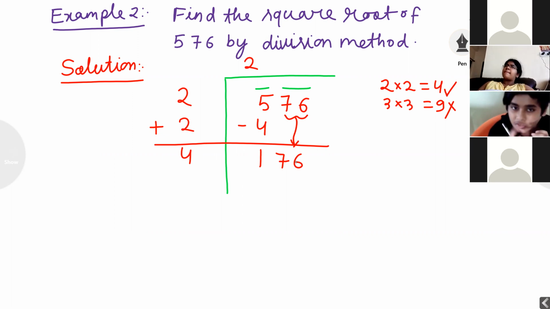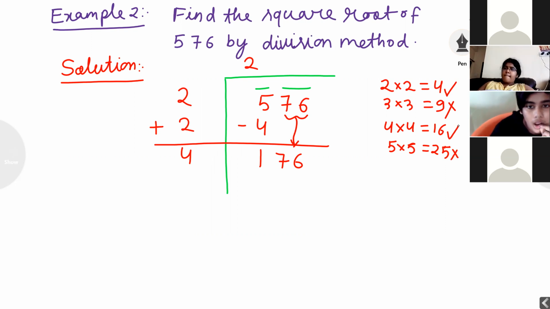Suppose I take 4, 4 into 4, 16, right? If I take 5 into 5, it is equal to 25. This value is coming greater than 17, so we will never take this value. I take the first value. Got it, everyone, students? How we are checking which value to take? Always take less than or equal to value, not greater than value. Got it, everyone? Yes. Now I take 4.